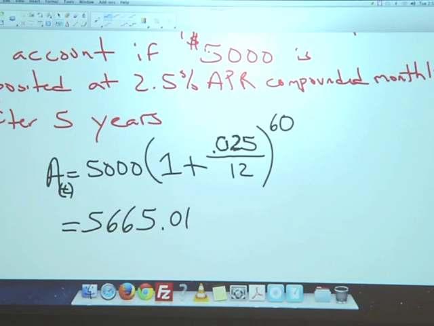So the big A is the 5,665. So barely after 5 years, your money will have grown by $665 and a penny. That's how much money you got in there. So you got $665 in interest.